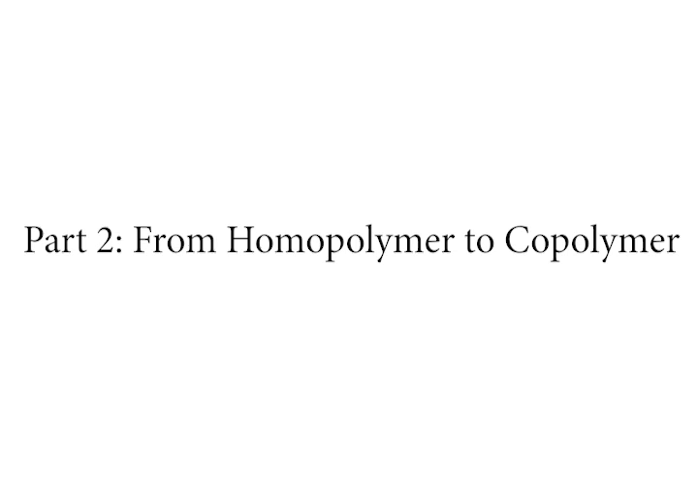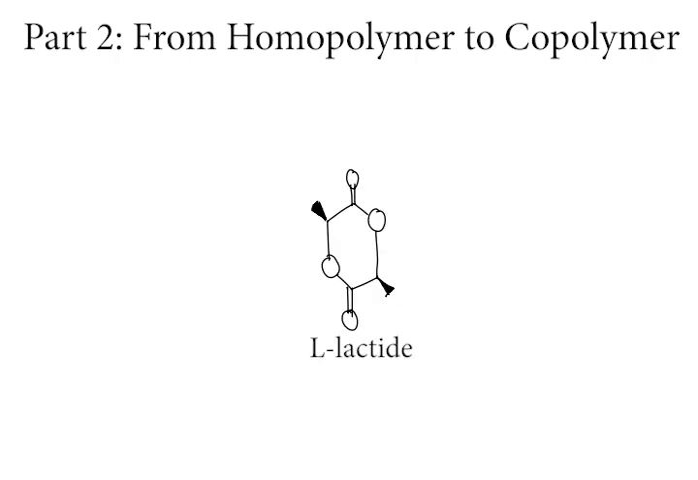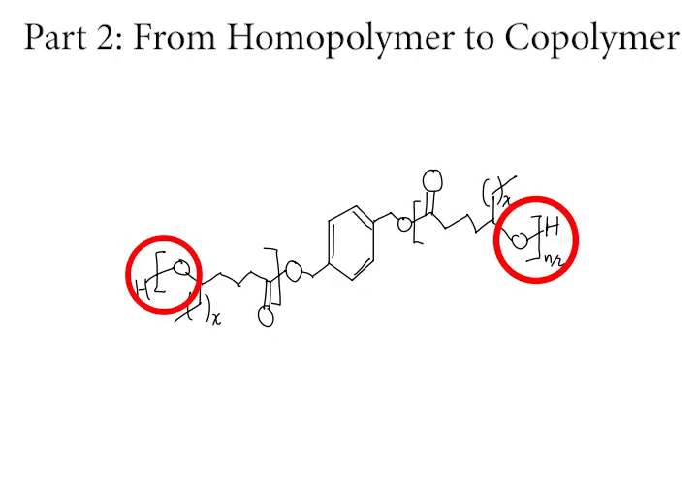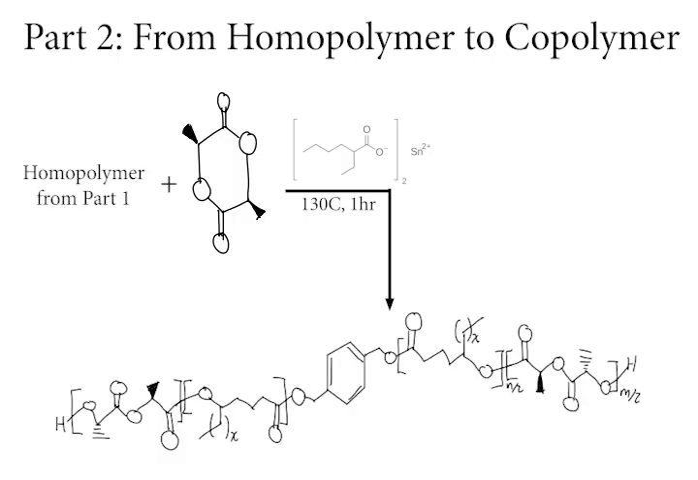And with that, welcome to part 2 of our synthesis, where we turn our homopolymer into block copolymers. During this step, our monomer will be L-lactide and will be added onto the end groups of our previous homopolymer with the help of the initiator tin-2 ethyl hexanoate. The resulting product is our ABA triblock polymer.